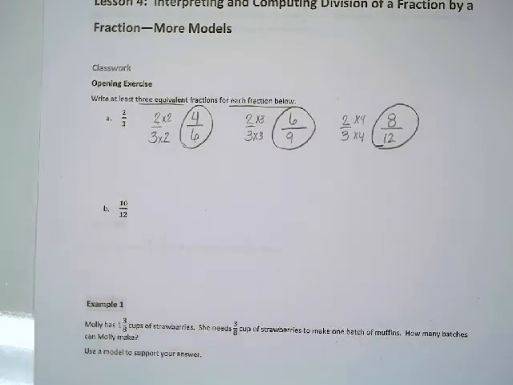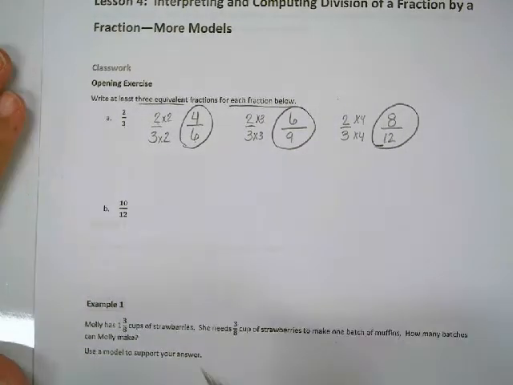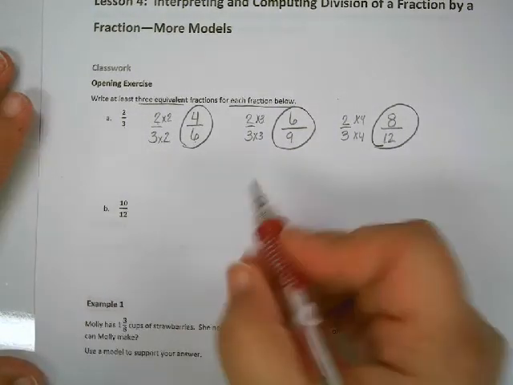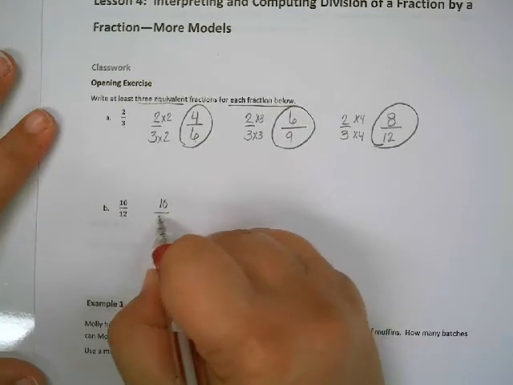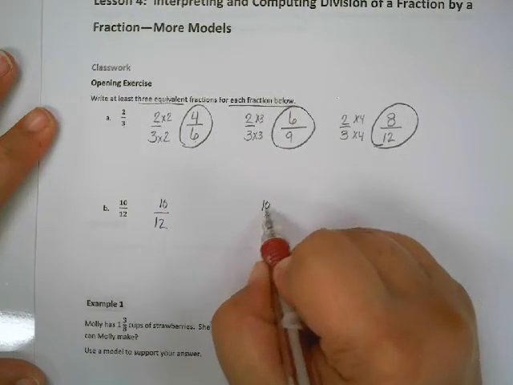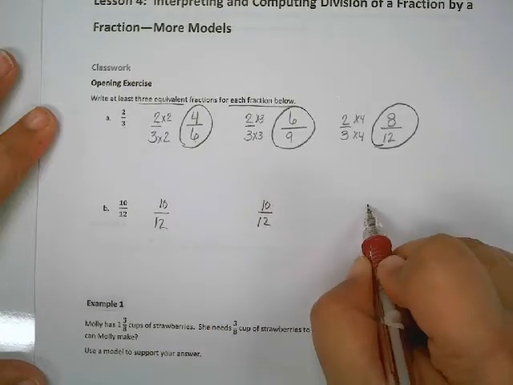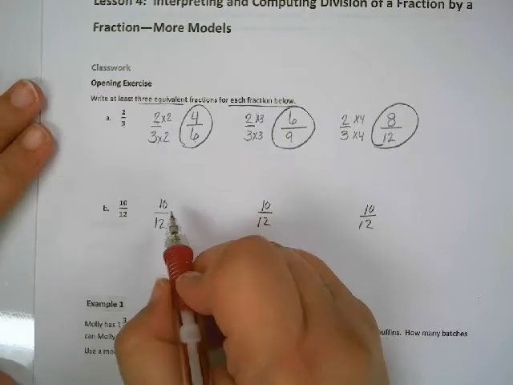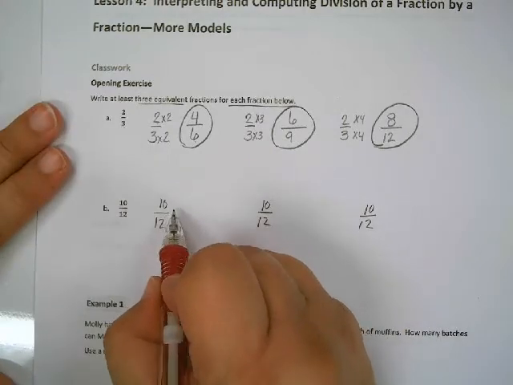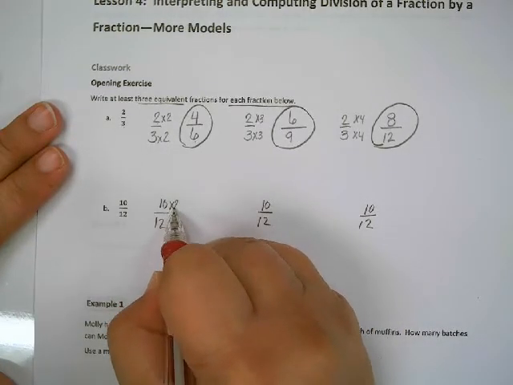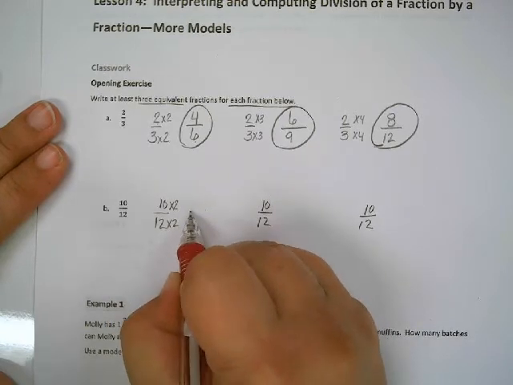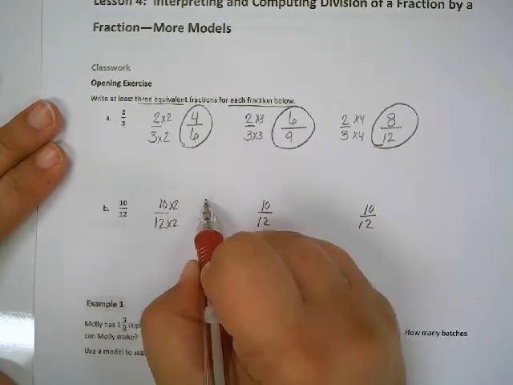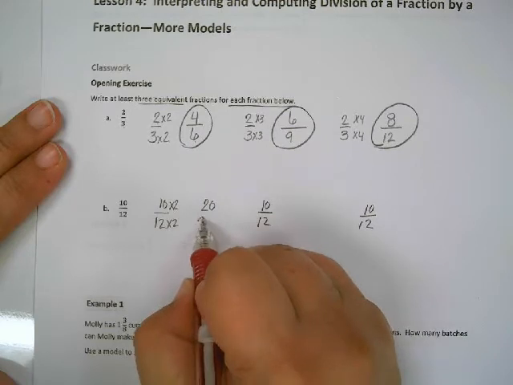You may remember that this is very similar to finding equivalent ratios. We're going to do the same thing for 10/12. I'm going to first write that fraction 3 times just so that I'm ready for setting up my next part of finding an equivalent fraction. So I'm going to multiply 10 times 2 and 12 times 2. And 10 times 2 is 20, and 12 times 2 is 24.